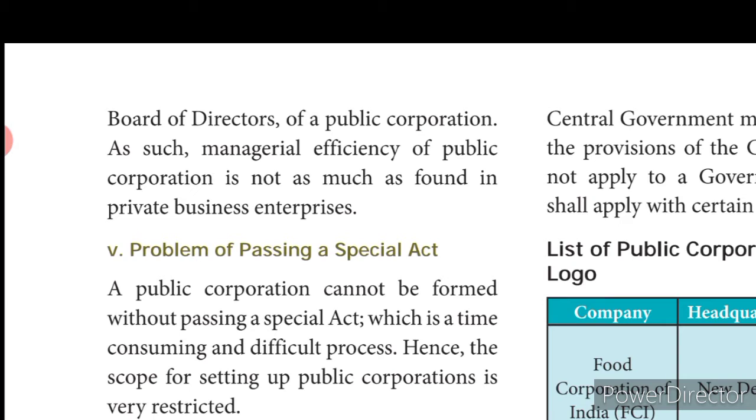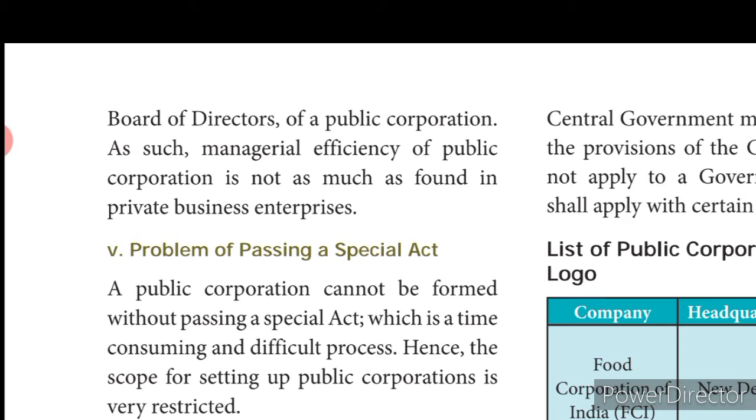So low managerial efficiency means what? The civil servants and others who do not have proper management skills get the job, and they are appointed by the government, okay? They even become a board of director for a public corporation. So what happens is that the managerial efficiency of a public corporation is not found much, like in a private enterprise.